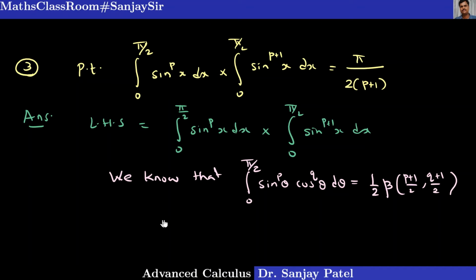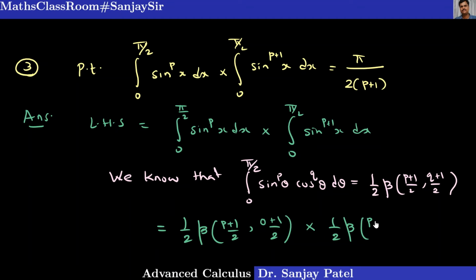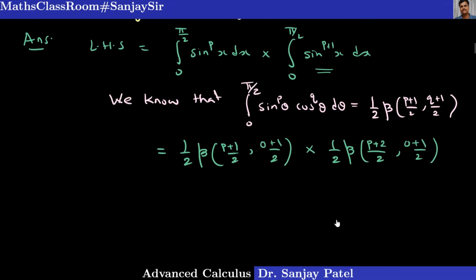Okay, so we can write the above integral as 1 by 2 times beta of p plus 1 by 2 comma 0 plus 1 by 2. Here q is not present. Into 1 by 2 beta of p plus 1 plus 1, so it is p plus 2 by 2 comma 0 plus 1 by 2. So here in this integral p is p plus 1. So putting p equal to p plus 1, we get p plus 2 by 2, and the cos term is not present, so we take q equal to 0.